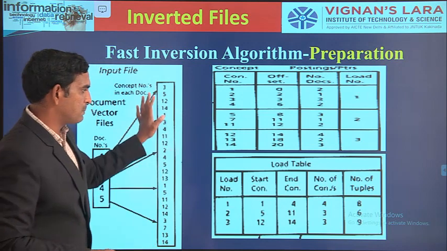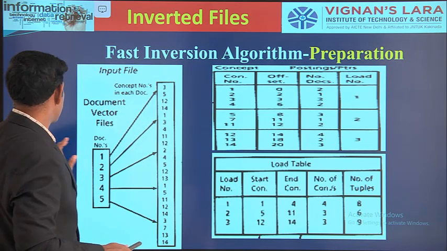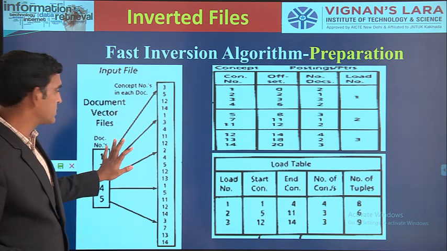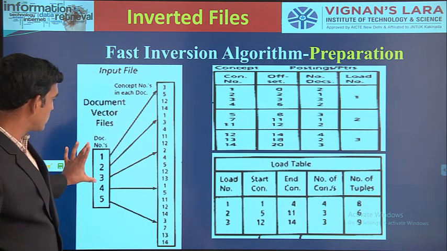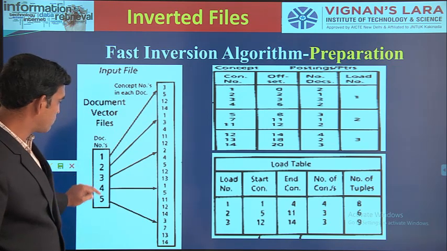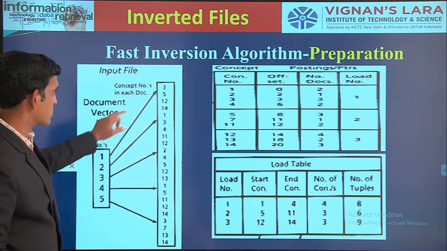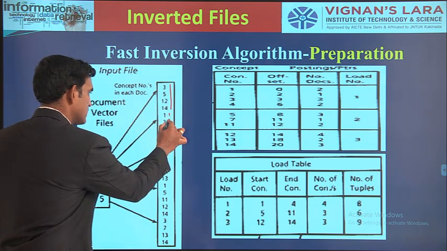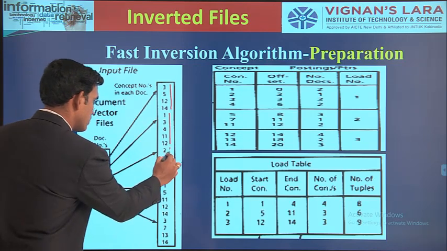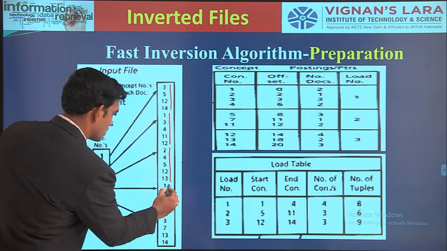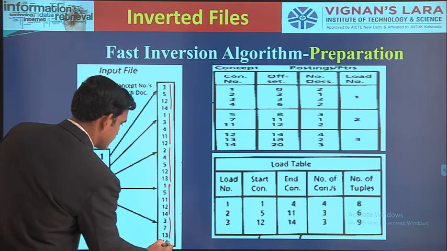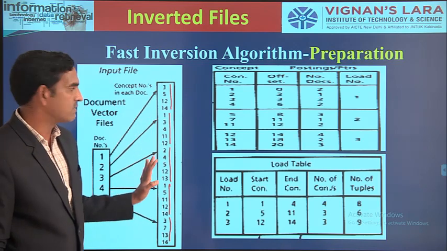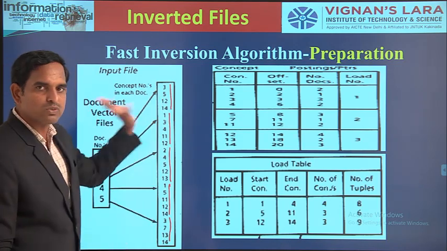So this is the first preparation of the two things. If you see properly, this is the input vector file, or your document vector file. In the document vector file, we will be having the document numbers 1, 2, 3, 4, 5. In the first document, we will be having the 4 concepts. In the second document, we will be having the next 5 concepts. The third document, we will be having the next 5 concepts. Fourth document, we will be having the next 5. And fifth document, we will be having the next 4 concepts. These are the concepts which you are having. This we will be calling it as your document vector file.